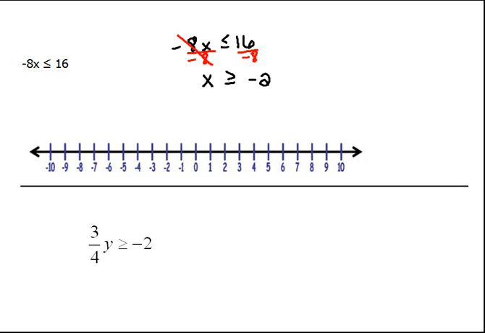Written in set builder notation, this would be the set of all x's such that x is greater than or equal to negative 2. Here we're going to have to start at negative 2 with a closed circle because there is equality, and the things that are larger than negative 2 would go to the right.